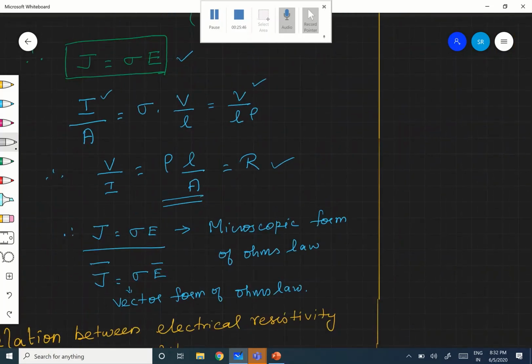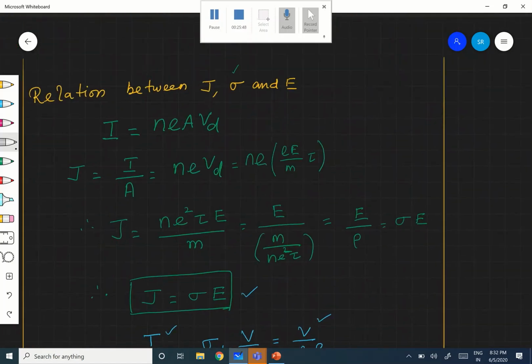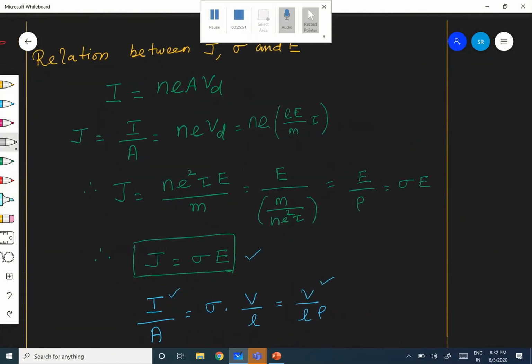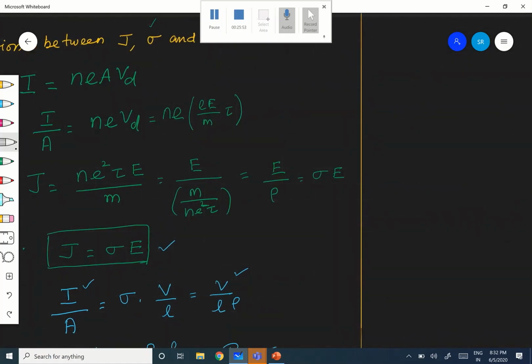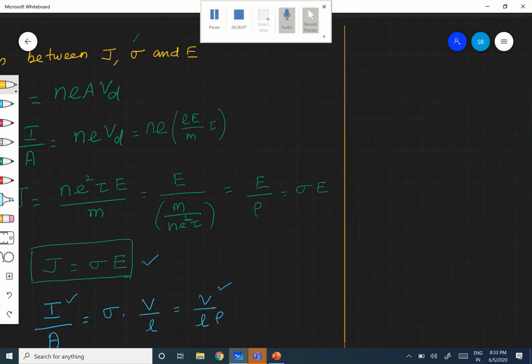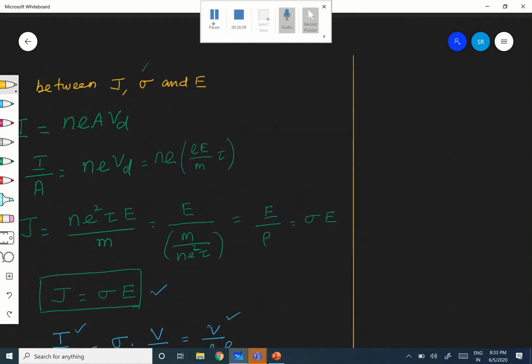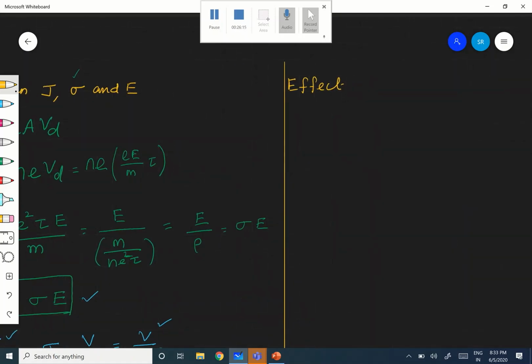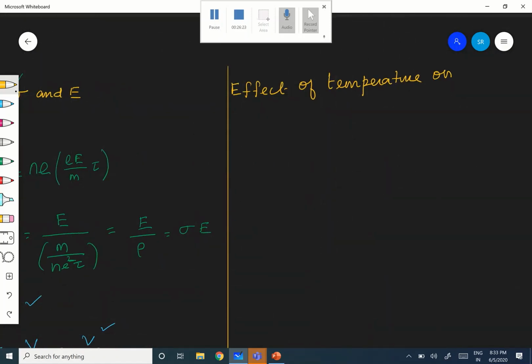Now, let us go to the next important topic. This is the effect of temperature on resistance. Already we have seen it, but I want to introduce one more new term here. That is fine. Okay. So, what is that? Effect of temperature on resistance.